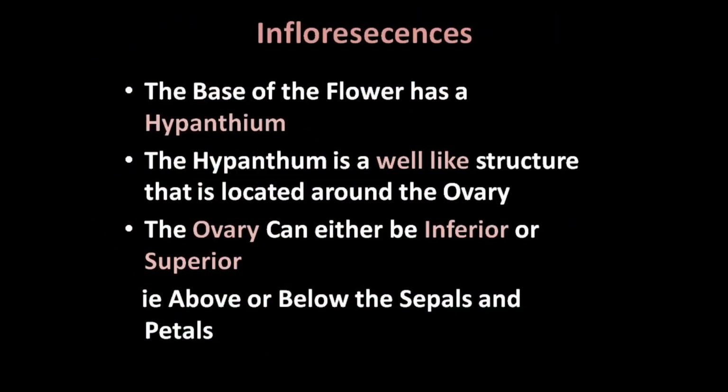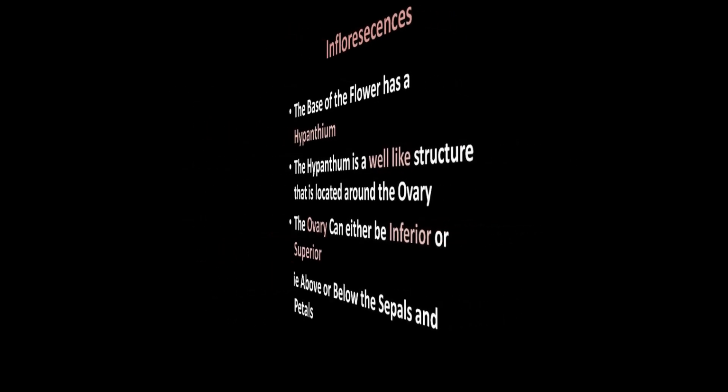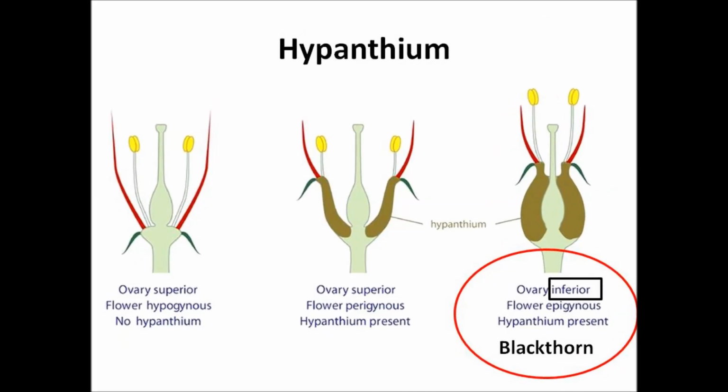At the base of the flower we see a structure called a hypanthium. The hypanthium is a well-like structure or cup that is located around the ovary. Its function is to secrete nectar. The ovary can either be inferior or superior, i.e. above or below the sepals and petals.